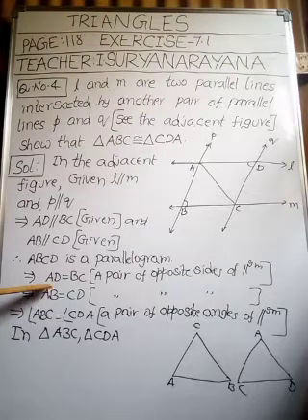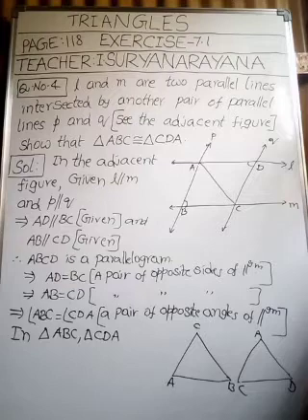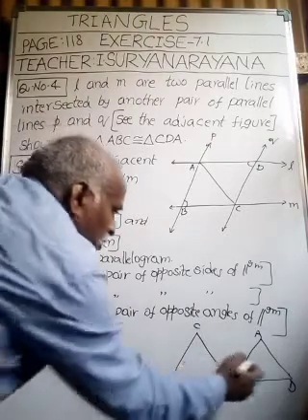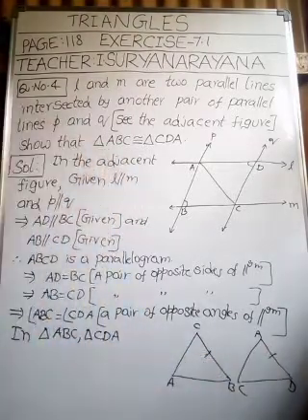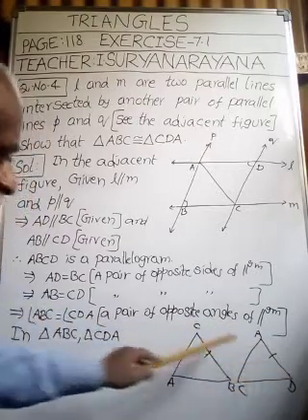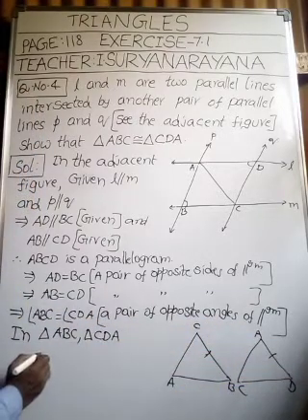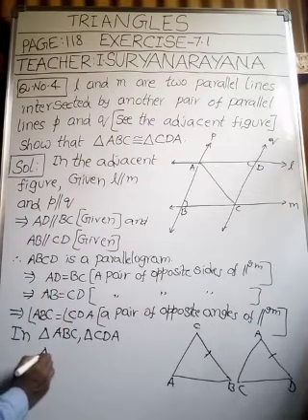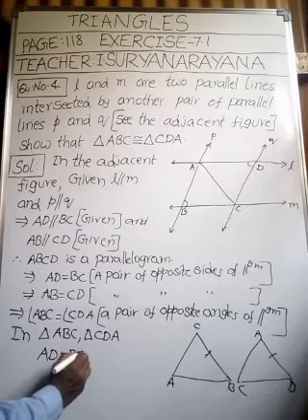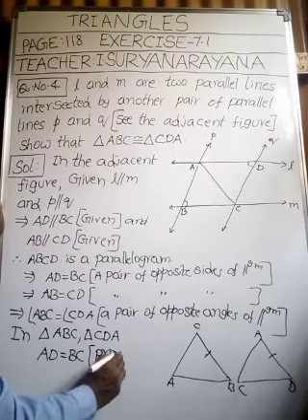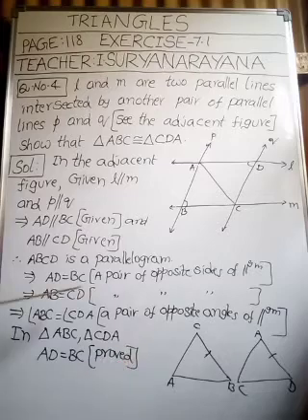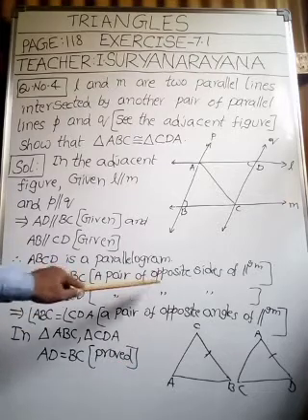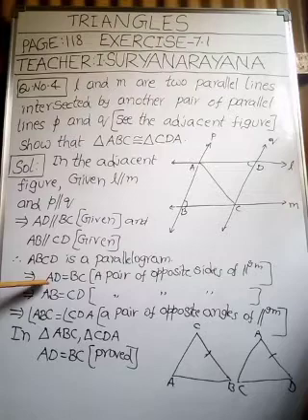What is proved here? AD equal to BC. It is already proved. AD, this line segment, equal to BC. Already proved here. Isn't it, children? AD equal to BC, proved, because they are a pair of opposite sides of a parallelogram. We have already proved here. Isn't it, my children?